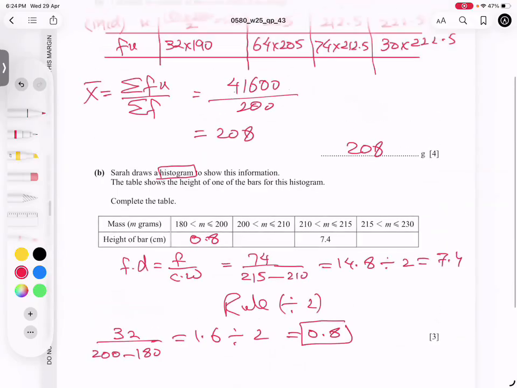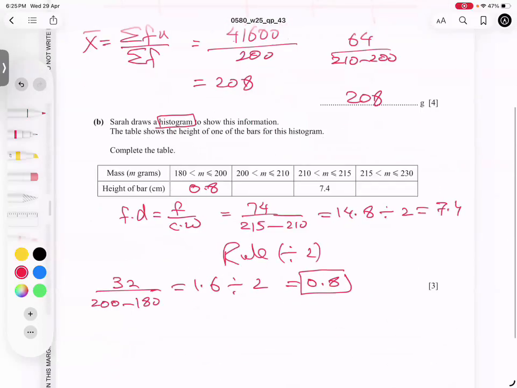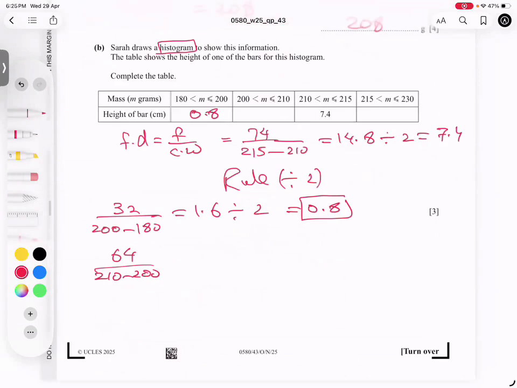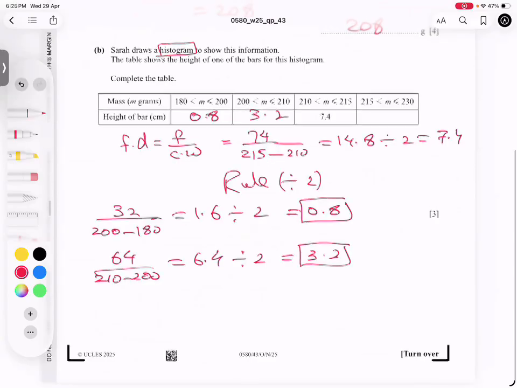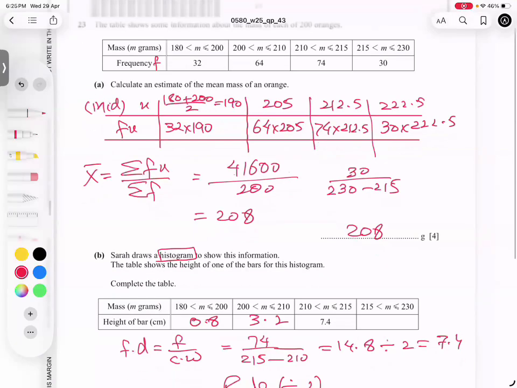Now the second one. Same technique. 64 is the frequency, keep it up, and this up and this down. So 210 minus 200. And now I bring this value down. Now, students, I'm typing 64 divided by 10. I'm getting 6.4. And 6.4 divided by 2 because of the rule here, so I'm getting 3.2. This is also done. Last one, and what is the same formula? Frequency by class width. So frequency is 30 and class width is 230 minus 215. So this I'm shifting down as well.